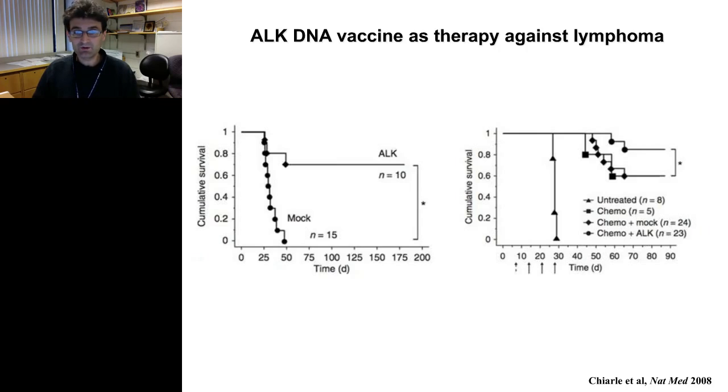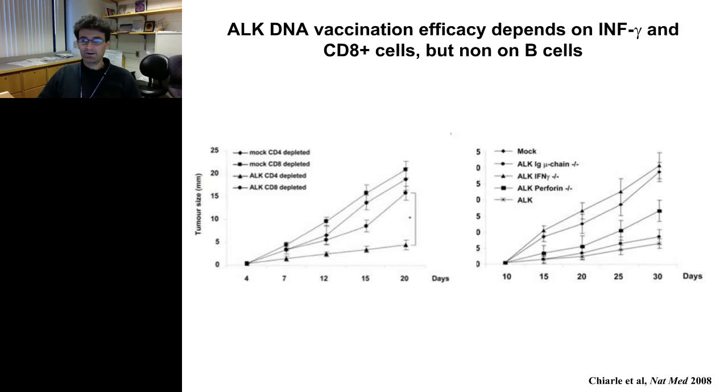And we could also show that we could efficiently combine some current therapy. For example, lymphoma are treated with chemotherapy, so we could safely combine chemotherapy and ALK vaccine, which is this curve here, to obtain an even further increase of survival of the mice. So potentially we show that we can combine vaccination with chemotherapy.